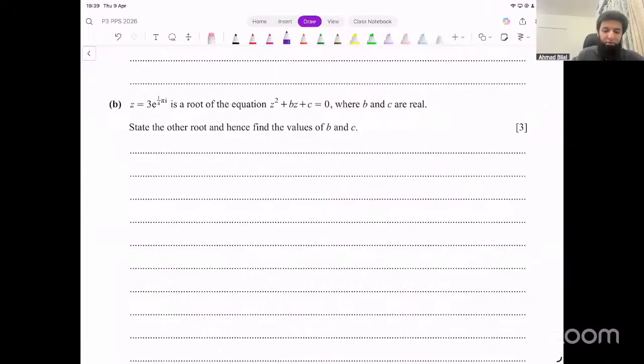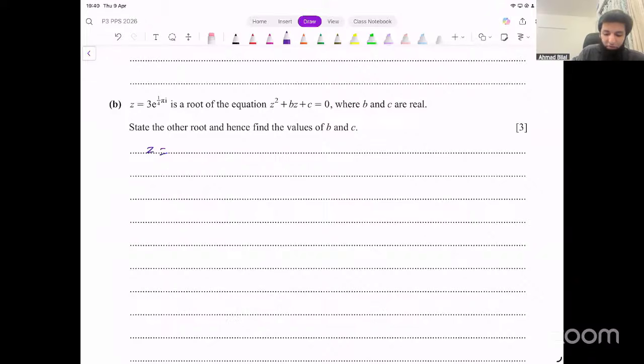Now they're saying z equals this is a root of this equation where b and c are real. State the other root and hence find the values of b and c. Can we state the other root if we know one root? It's a polynomial where b and c are real coefficients. What's the property of polynomials? If any polynomial has any complex solutions, they always occur in conjugate pairs. As long as the coefficients are real, they're going to appear in conjugate pairs.